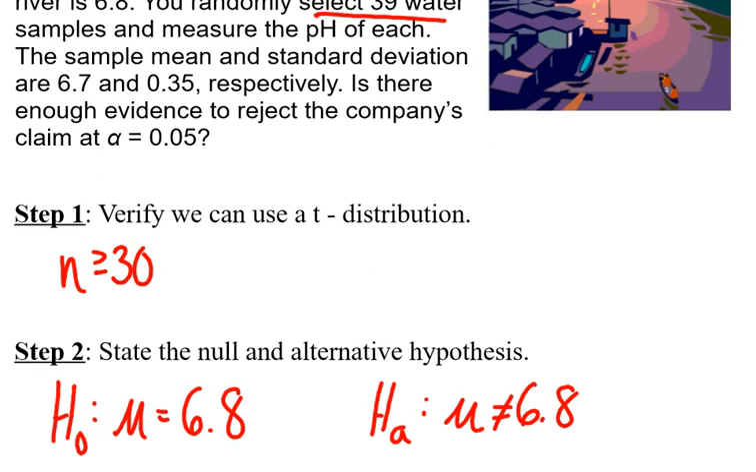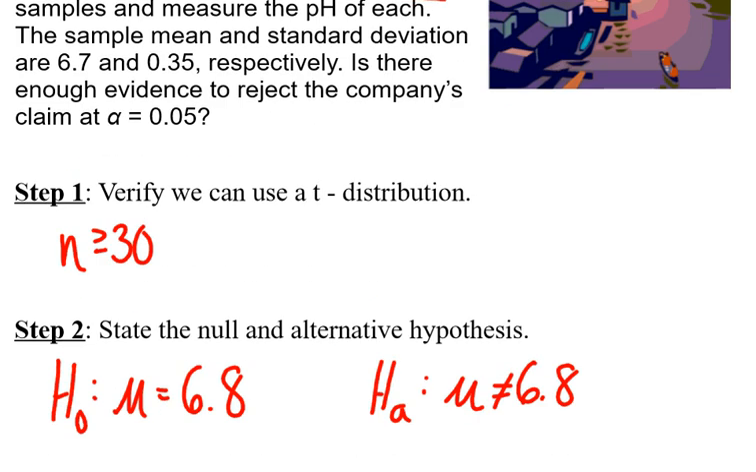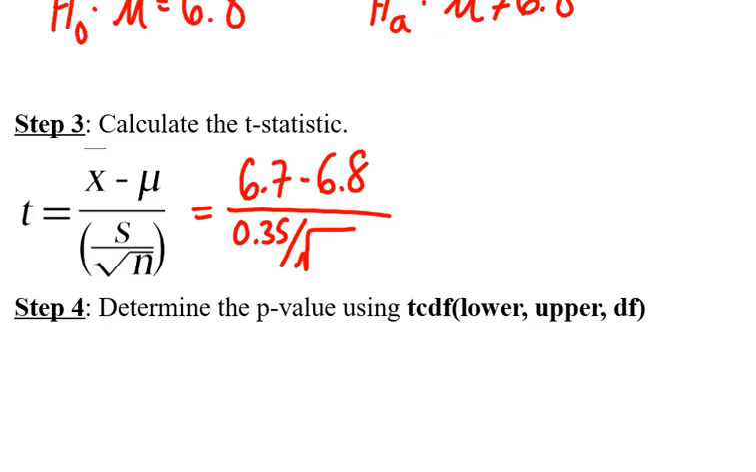Now we need to calculate the test statistic. We found from our sample that the sample had an average of 6.7, minus 6.8, divided by the sample standard deviation, which was 0.35, divided by the square root of our sample size, which was 39. Top part, negative 0.1. Bottom part, grab calculator, 0.35 divided by square root of 39. We get 0.056. Divide the top by the bottom, and you end up getting a test statistic of negative 1.79.